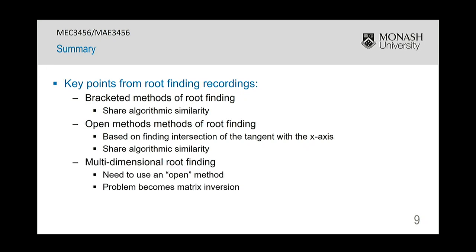And finally, for multidimensional root finding, you need to use some kind of open method. There's no such thing as a bracketed method when you move into multiple dimensions. And the problem here becomes writing the matrix that you then need to invert. So sometimes it's difficult to write the matrix. Other times, if you have lots of functions, it actually becomes quite expensive to invert.